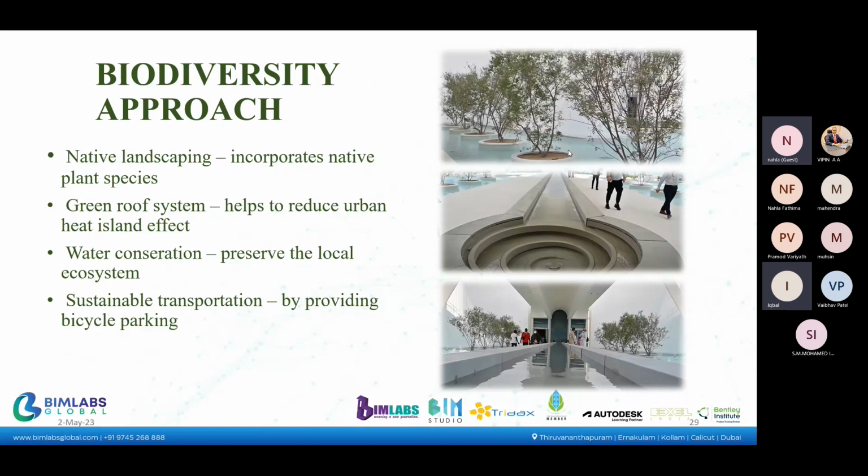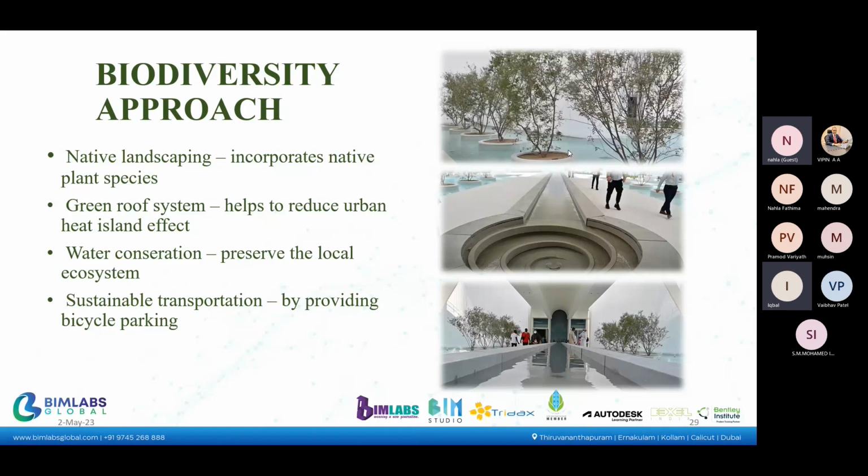Then there was a green roof system that helps to reduce the urban heat effect, and also provided natural habitat for wildlife. Then the water conservation system was there, that will preserve the local ecosystem, that is the local water bodies. They were not needed to depend on the local water bodies, so that they'll be preserved.